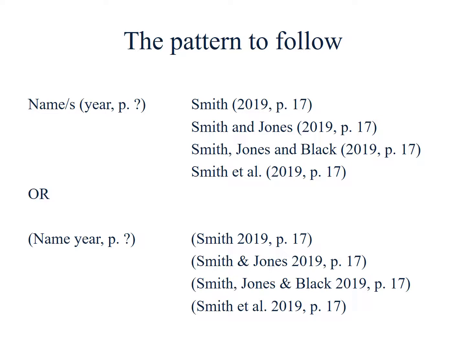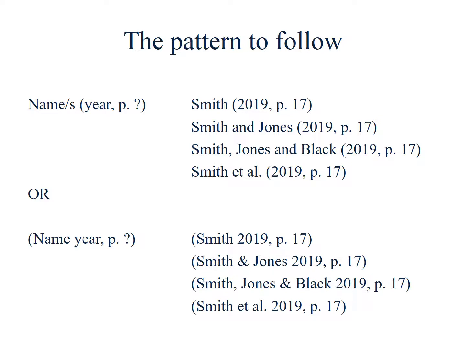But four or more, and we no longer list all of their names in the in-text citation, it would then be Smith et al. The reference list entry would include all of the names, but not in the middle of your writing, which is what we're looking at here.